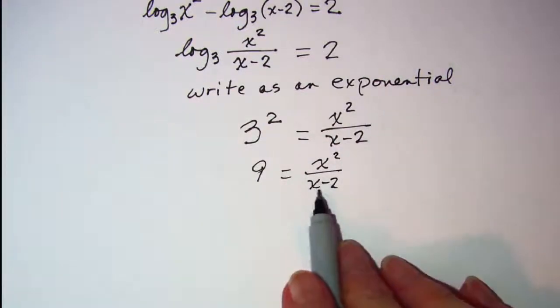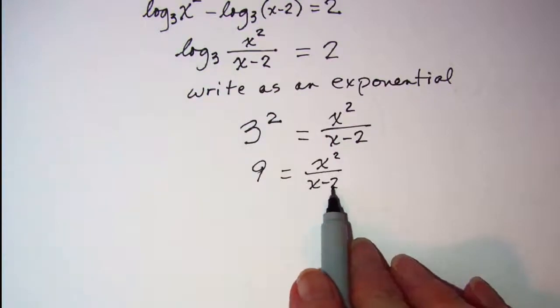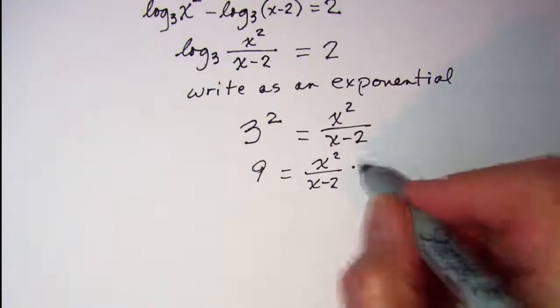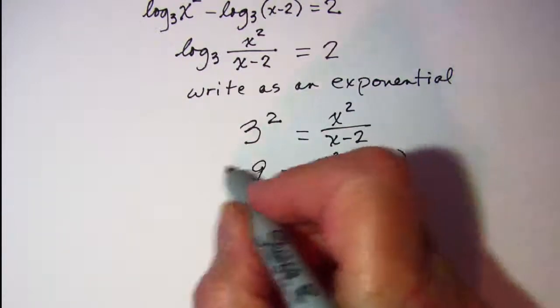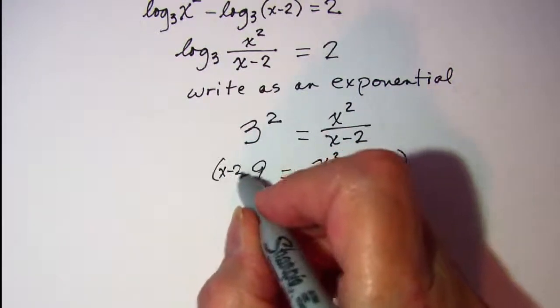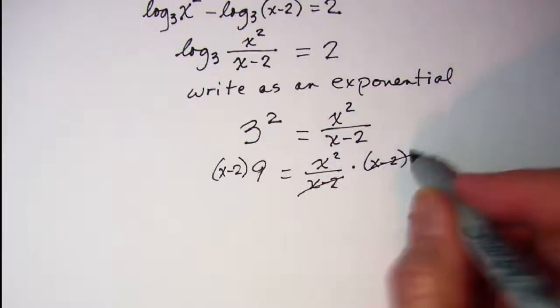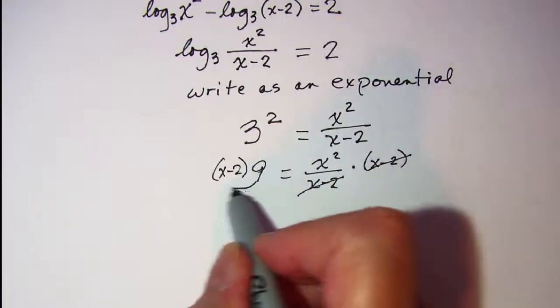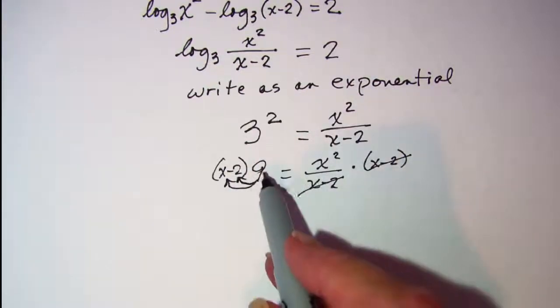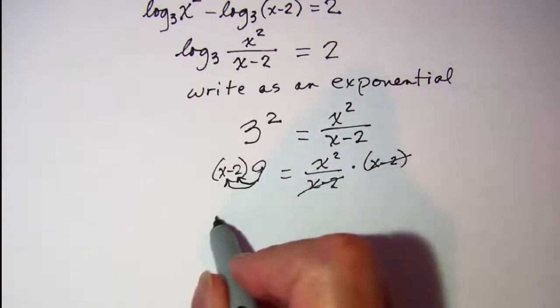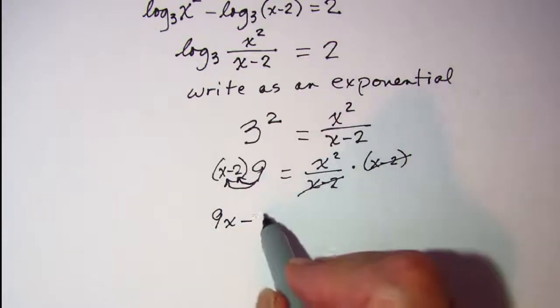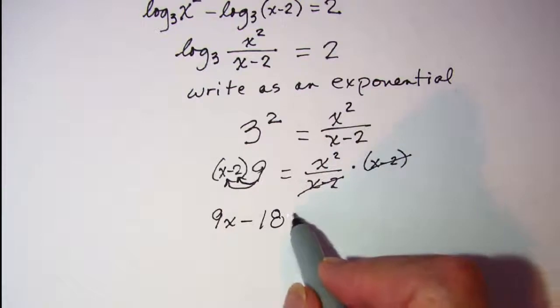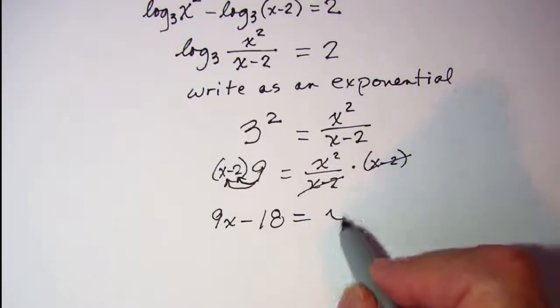I need to get my x minus 2 off the denominator, so I'll multiply both sides by x minus 2. These will cancel, and I'm going to distribute this 9 through the binomial. So 9 times x is 9x, minus 9 times 2 is 18. And that's equal to x squared.